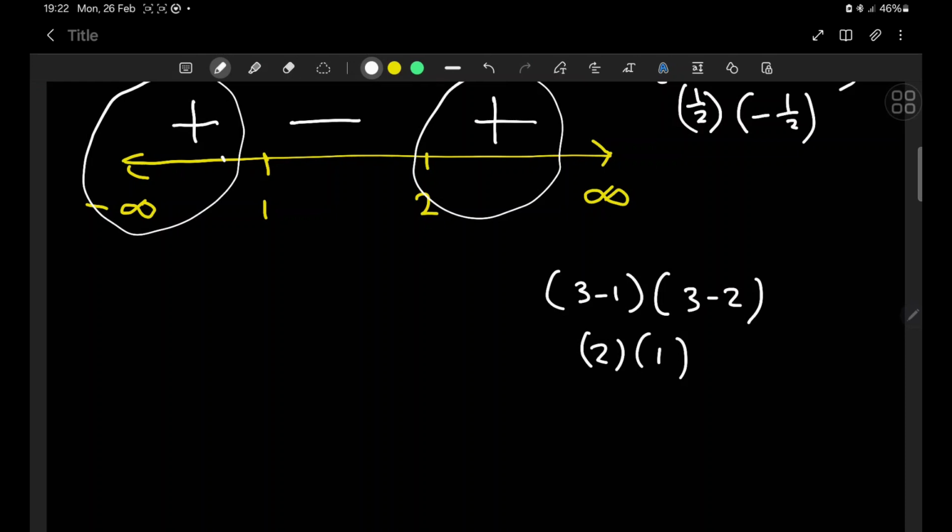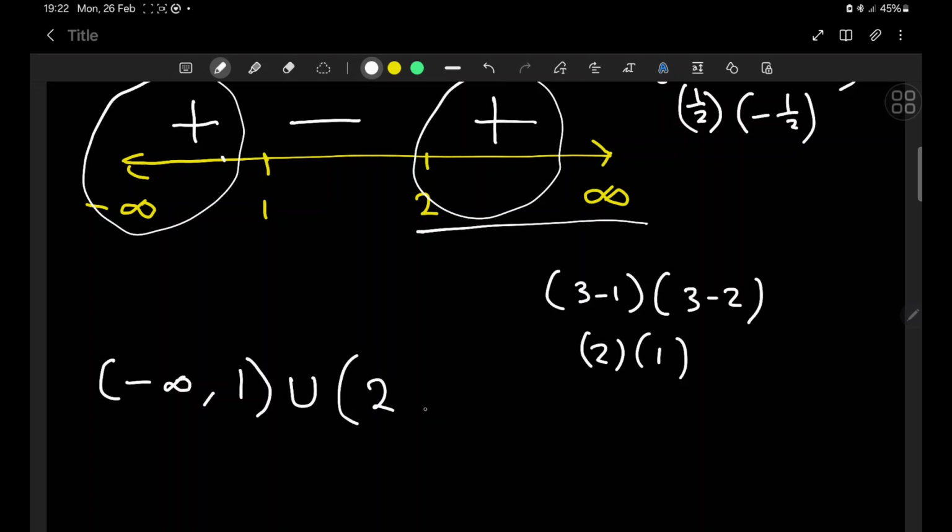Presenting our answer in interval notation, our final solution is that we're moving from negative infinity all the way to 1, open, union 2 going to infinity. And that's our final solution.